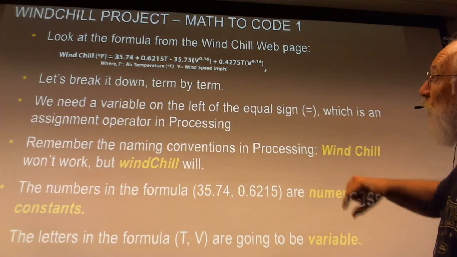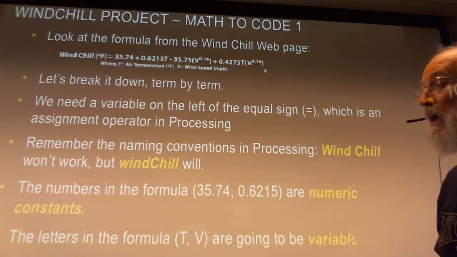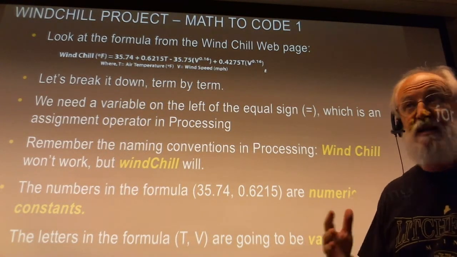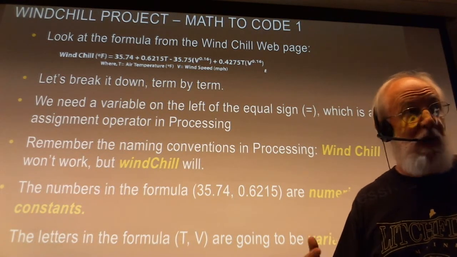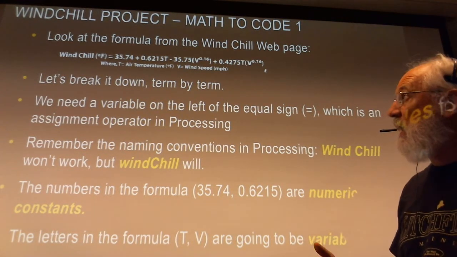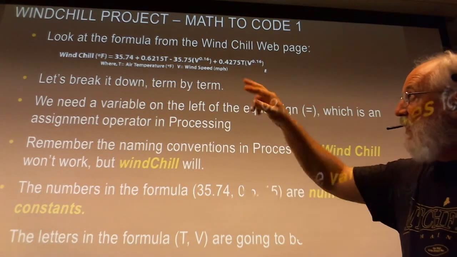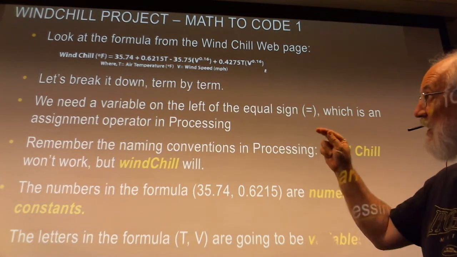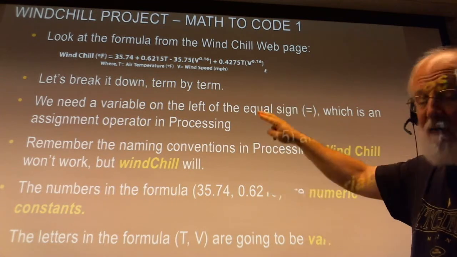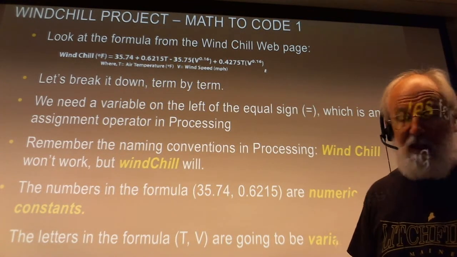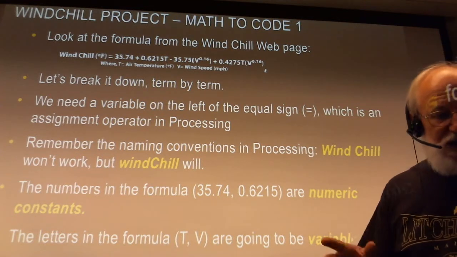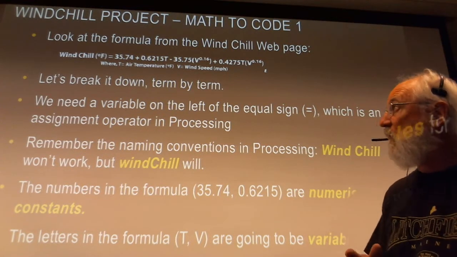And the equal sign in math is stating an equivalency, that two things are the same or they're identical. The equal sign in programming languages like processing is saying gets. It says the left side, WindChill, gets whatever the result of the calculation on the right-hand side is. It's called an assignment operator. It uses a single equal sign, just like math does, but with a slightly different connotation.